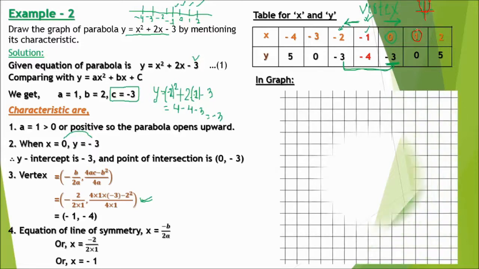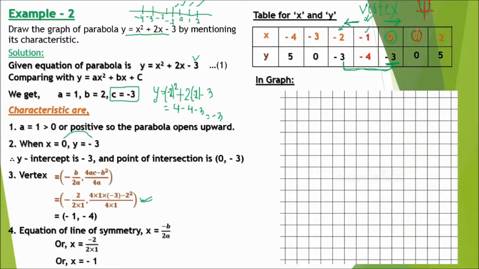Now this is our graph, and let's draw the axes, and let's name them X'OX, Y'OY, and the scale. Okay, scale is 1 square box equal to 1 unit. 1 square box is taken as 1 unit. Now let's plot first this point, that is -1, -4. It is in the third quadrant, and see -1, -4 is right here. You can see here it is -1, -4. You don't have to write the rest of the points. Simply mention vertex.